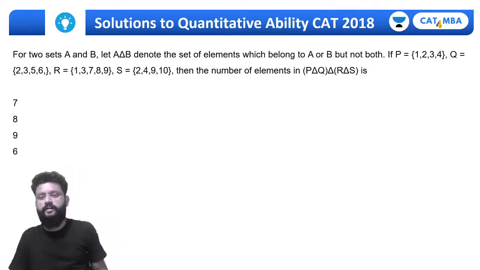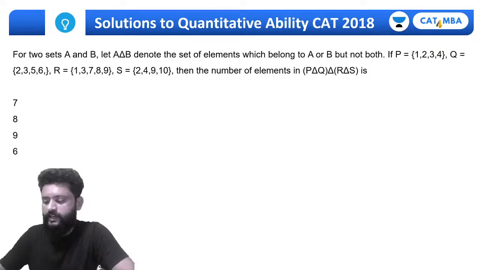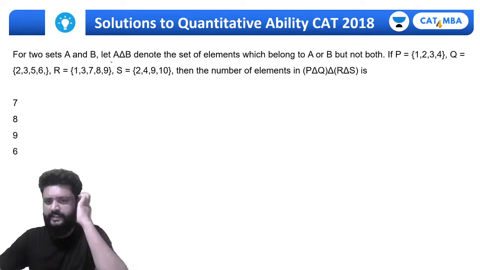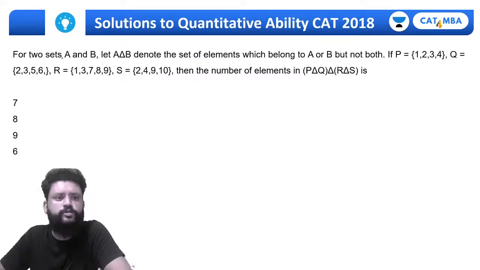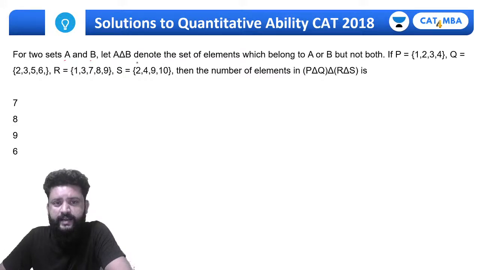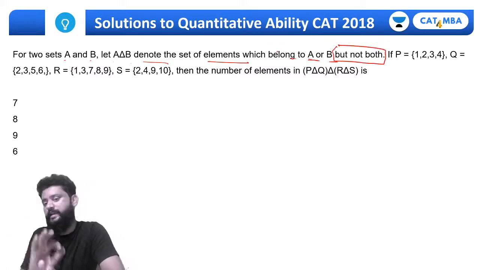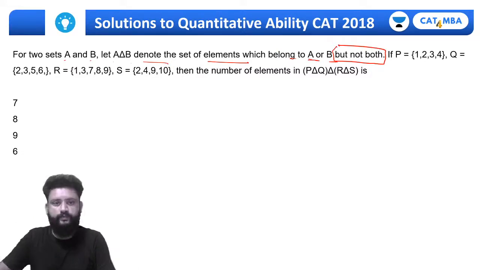Try for this. This one is a really easy question from CAT 2018 and you should definitely have done this. It was a very simple question. Look at what is given here. Just as in set theory intersection means common, here another operation is denoted by delta, or you can say triangle. If two sets A and B, let A triangle B denote the set of elements which belong to A or B but not both. This means only A or only B, right?